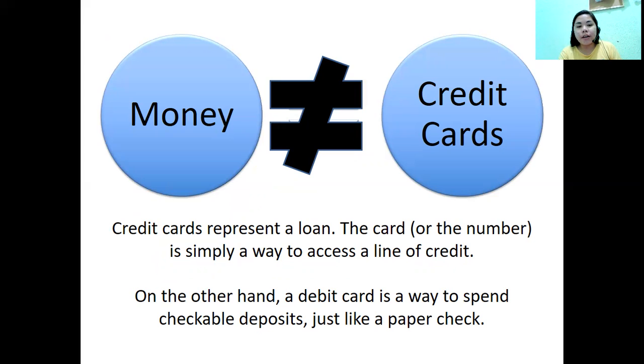So money is not equal to credit cards. Credit cards represent a loan. The card or the number is simply a way to access a line of credit. On the other hand, a debit card is a way to spend checkable deposits just like a paper check. The difference between a debit card and a credit card is that a debit card is just like your wallet. With a debit card, you are spending your own money. When the cashier asks at the big malls whether it is credit or debit card, you say debit card. So it's like getting money from your wallet.